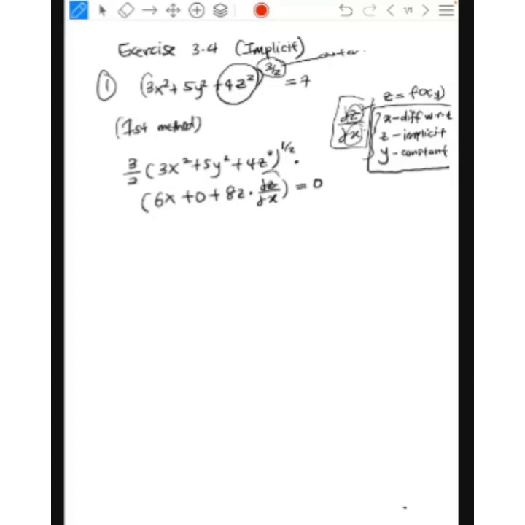So now, Doktor, I missed the part about the power of 1 over 2. Why does it become 1 over 2? Because it is a power. If you have x to the power of n and you differentiate, the n comes down, and then the power becomes minus 1. So 3 over 2 minus 1 will be 1 over 2. Okay, thank you.